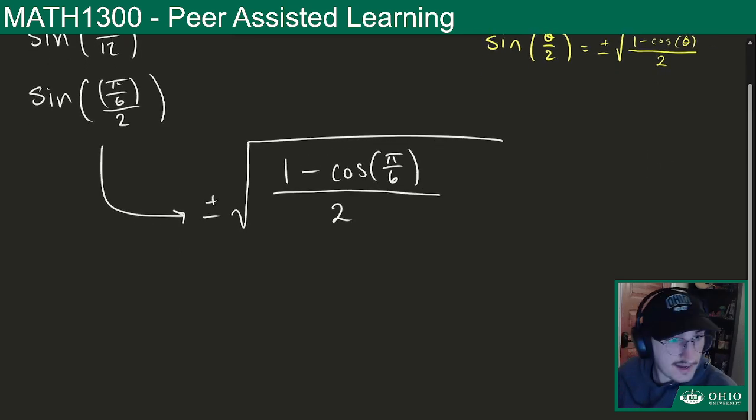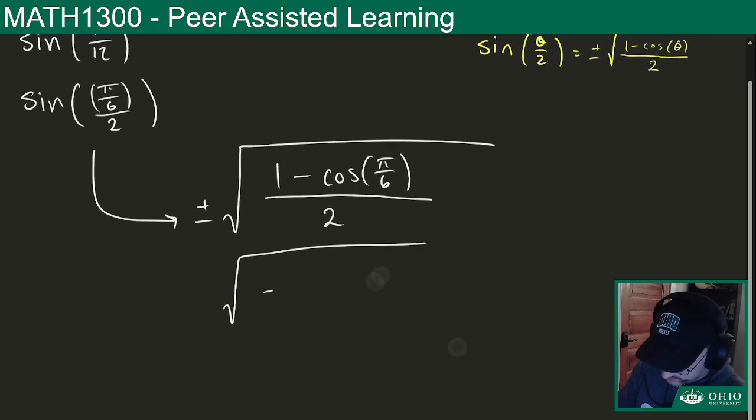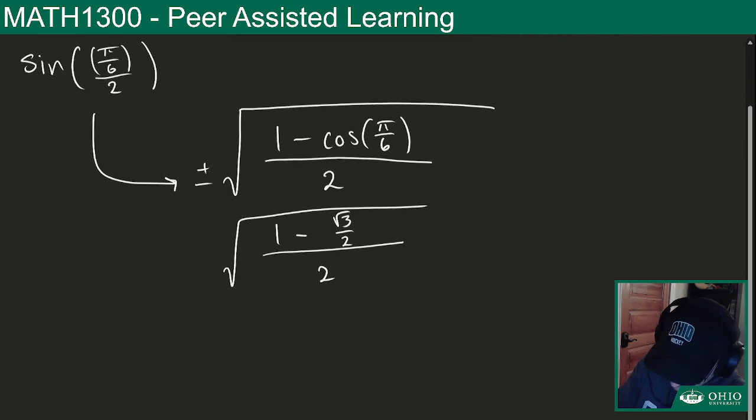And now I can look to a unit circle. Let me pull that up really quick. Cosine of pi over 6, that's an x value, and that is going to be specifically root 3 over 2, so we have 1 minus root 3 over 2 over 2. Okay. Now let's try and simplify this a little further.